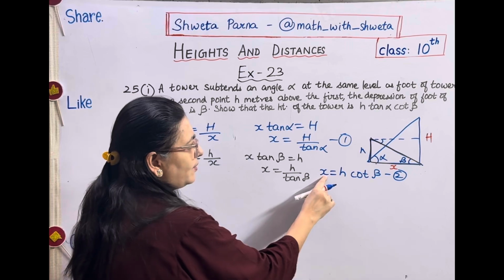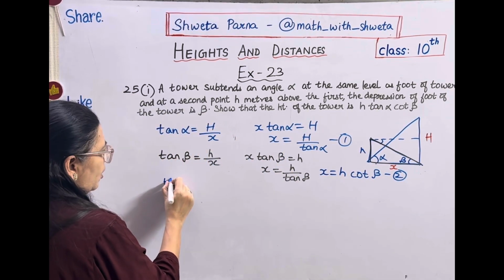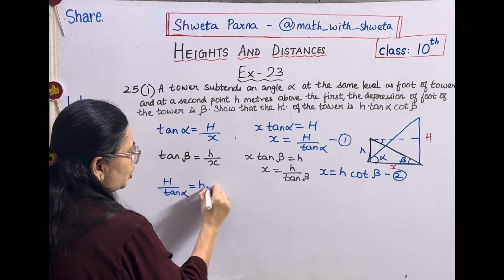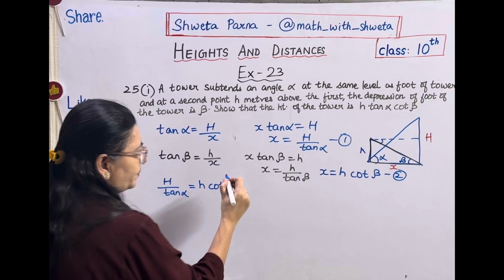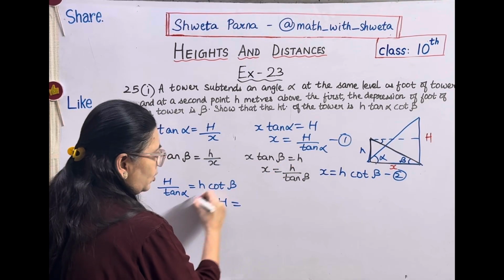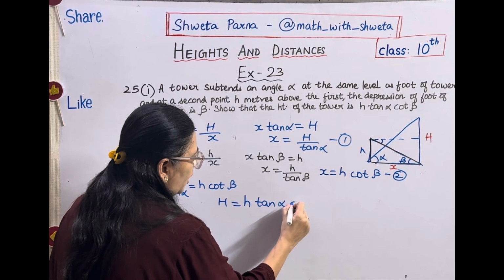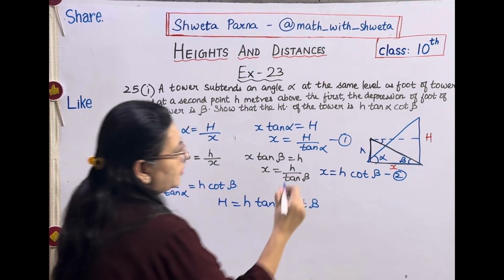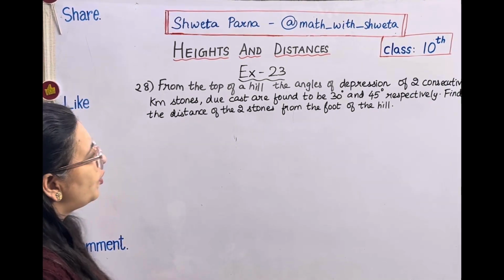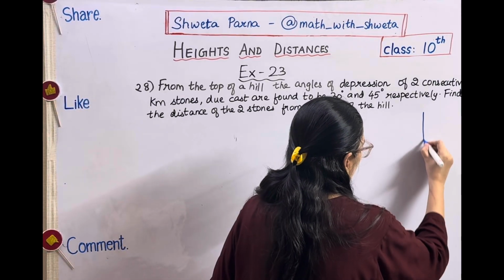Now both the places the value of x, the base, is same. So h upon tan alpha is equal to h into cot beta. You have to find the height. So H is equal to, take this to the other side, h into tan alpha into cot beta. This is what you have to prove. Okay. Let's go to question number 28. From a top of a hill, let's draw the hill. This is a hill.